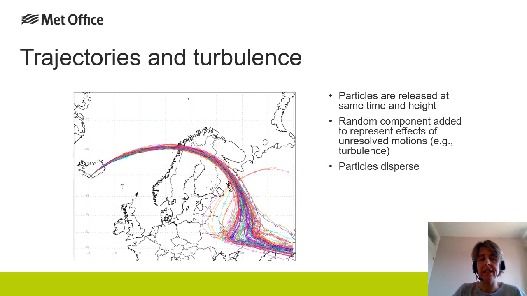So here again is our trajectory simulations. So again, releasing lots of particles from the same location at the same point in time. And you will find that over time they spread out, they disperse to produce this ensemble of trajectories, and it is the ensemble of trajectories that represents the spread of the material.